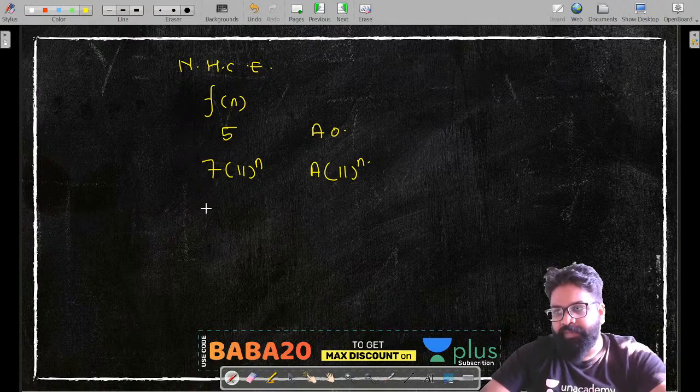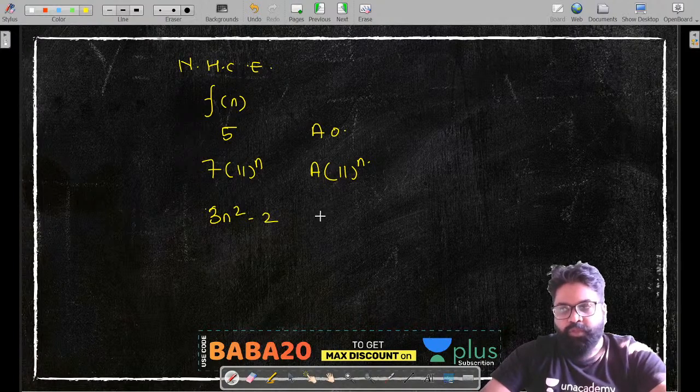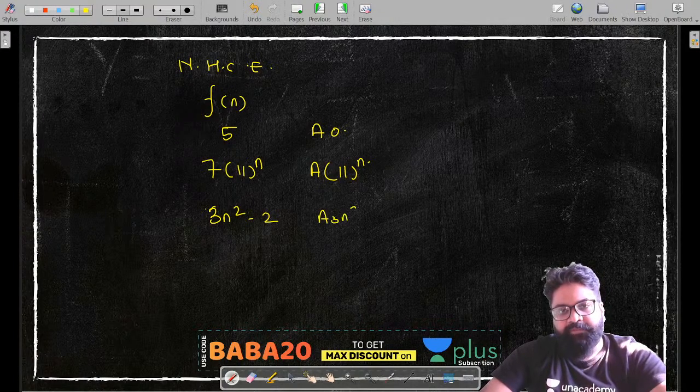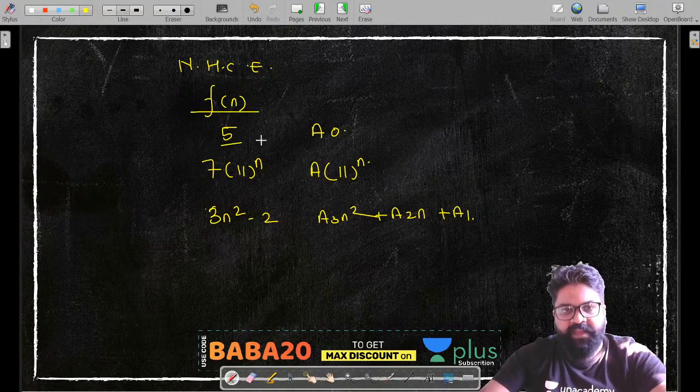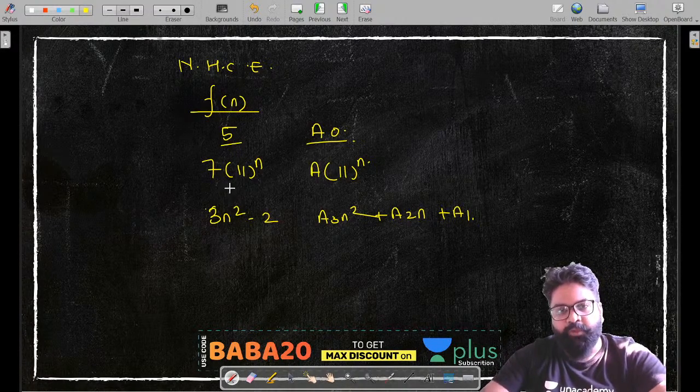What will happen if I write something like 3 of n square minus 2? Here you will be writing a of n square, and then a of n, and then a of 1. If your f of n is 5, then immediately you will be writing a0. If your f of n is 7 into n, then you will be writing this.